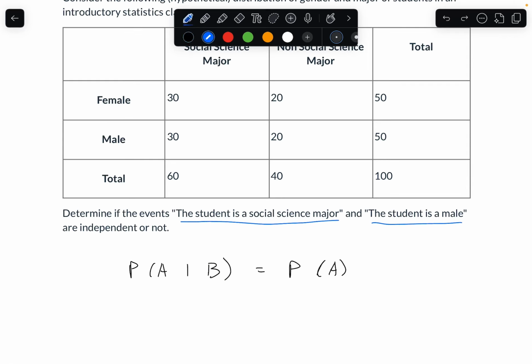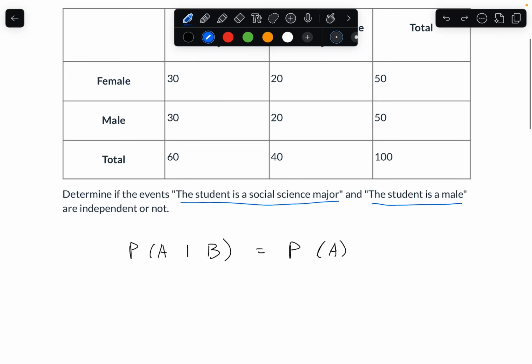So let's go ahead and have the student be a social science major. Let's have that be our event A, and the student is a male as our event B. So probability of social science major given that they are a male, is that equal to, and I'm going to put a little question mark over that, the probability that I select a social science major?